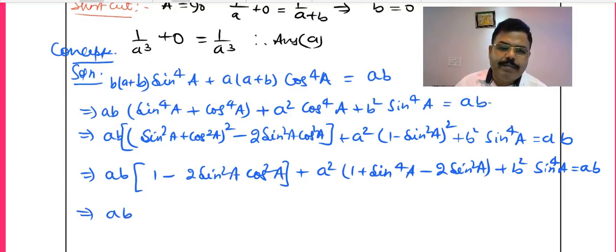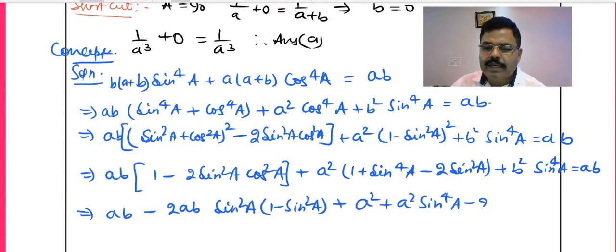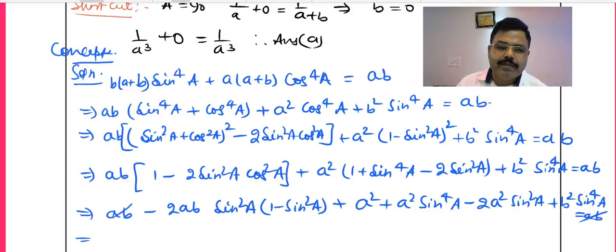Let me solve this first, simplify, and then I can write here. This can be ab minus 2ab sine square a. This cos square a can be written as 1 minus sine square a. Right? And now this is a square plus a square sine 4a minus 2a square sine square a plus b square sine 4a is equal to ab. Right? So this ab and this ab can cancel out.